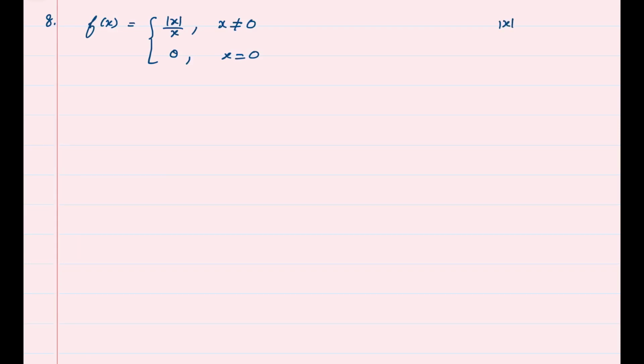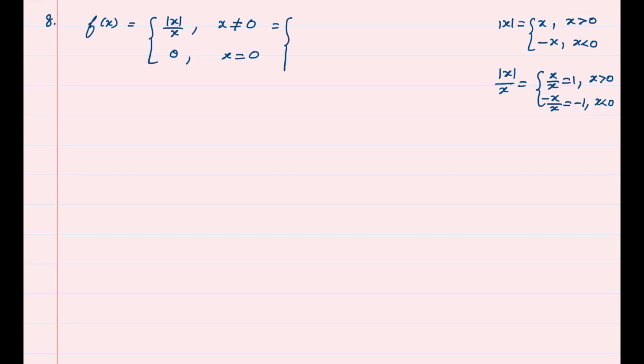We know that absolute value of x becomes x when x is greater than 0 and minus x when x is less than 0. Therefore, absolute value of x divided by x becomes x by x, which is 1 for x greater than 0, and minus x divided by x, which is minus 1 for x less than 0. Therefore, the Signum function definition can be written as 1 if x is greater than 0, 0 for x equal to 0, and minus 1 for x less than 0.